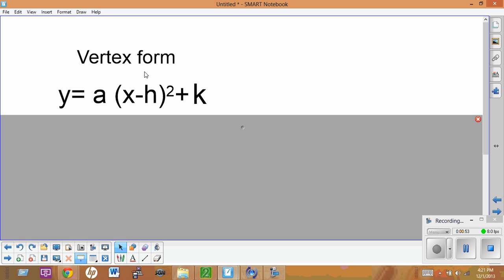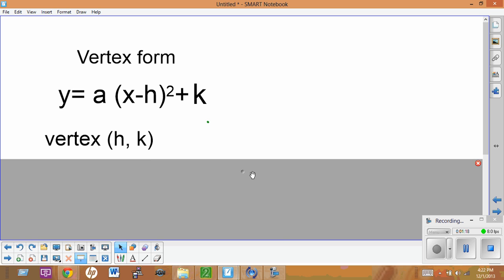Okay, vertex form of a quadratic function looks just like this. y is equal to a times (x minus h) squared plus k, where h and k are just real numbers. One more time, y is equal to some number a times the expression x minus some number, which is squared, plus some number k.